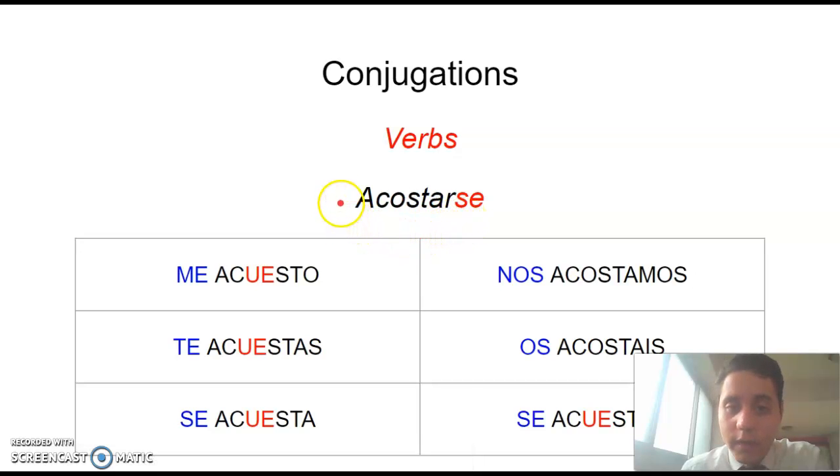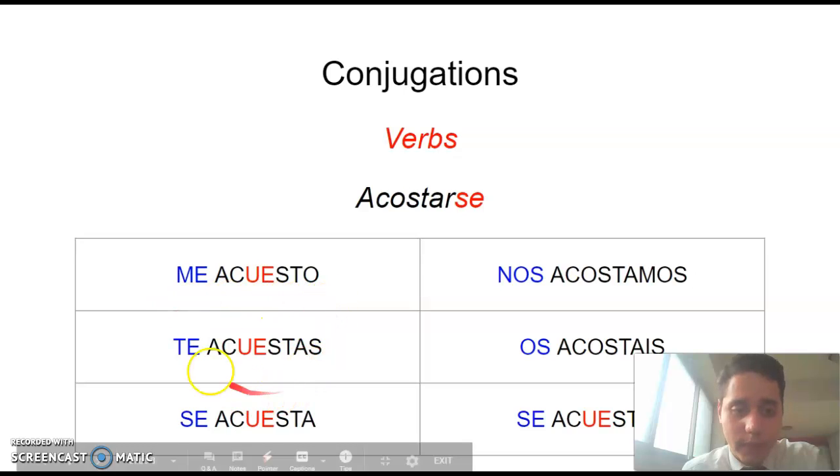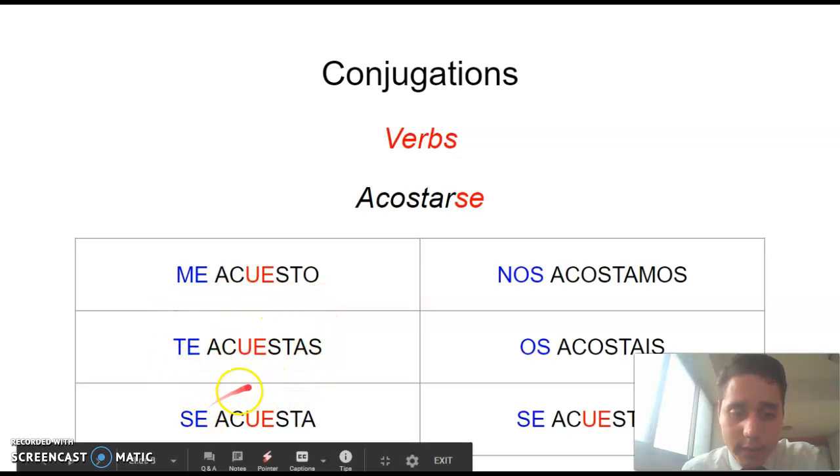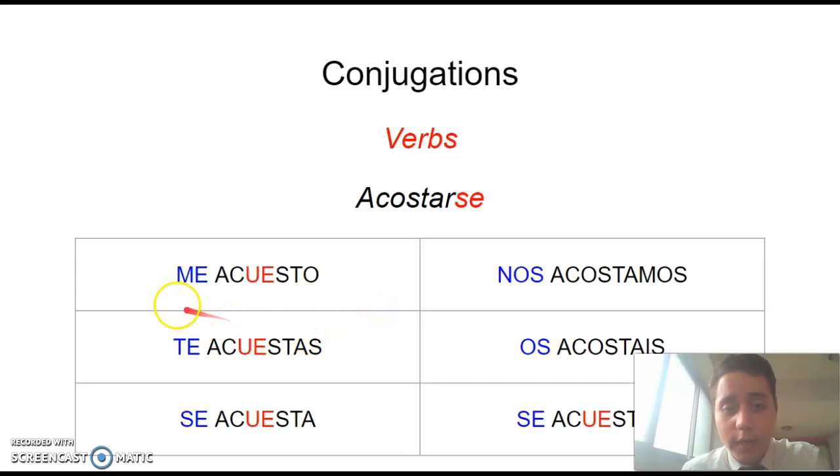So, as an infinitive, to make a verb reflexive, you add the suffix se to the end. That's how you know that it is reflexive. Me acuesto, te acuestas, se acuesta, nos acostamos, os acostáis, se acuestan. So as in other cases in Spanish, you don't need to use the actual pronoun. You can identify with the reflexive pronoun. You know that me acuesto, you're talking about yourself.